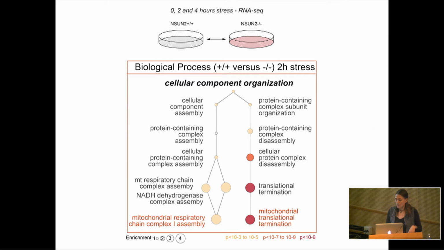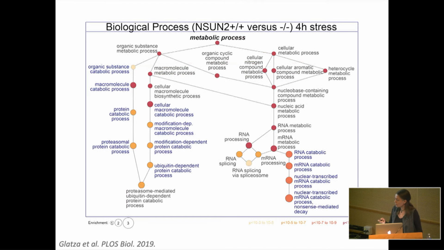So we then compared at 4 hours. Now you find that many more gene ontologies come up, many more things change. But I think if you look at this, it is always the same thing that changes. And when you look closely, it is catabolic RNA processes and catabolic protein processes.